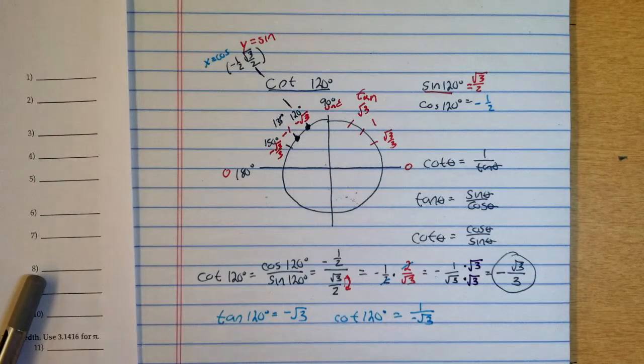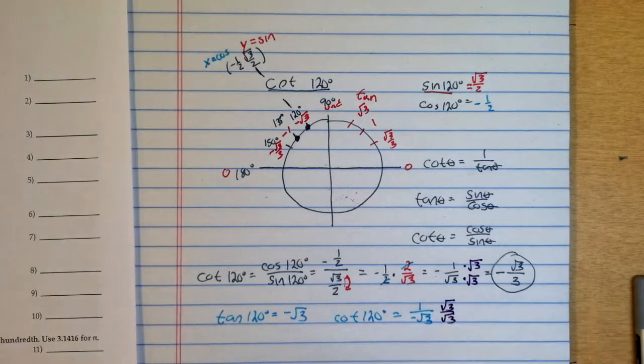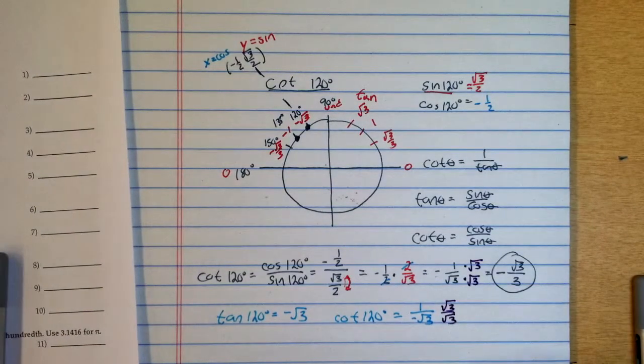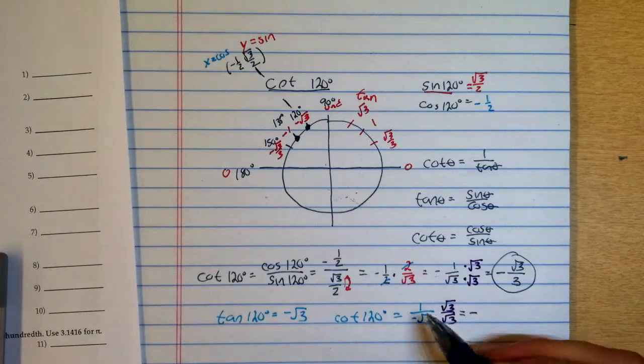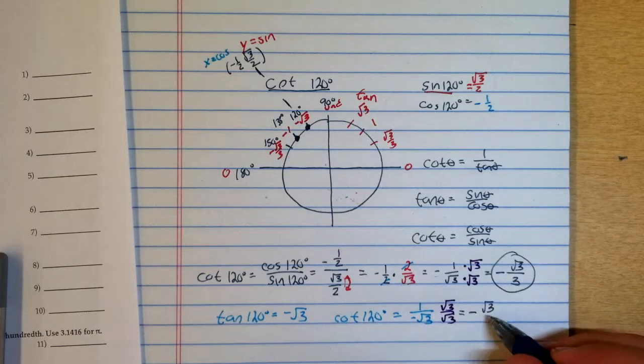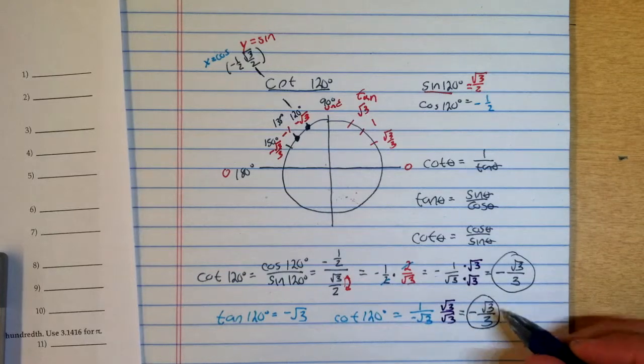so I must also rationalize the denominator again. Multiply by square root 3 over square root 3. It doesn't matter that this negative is in the denominator. I'll just pull it out to the front of the fraction. And then 1 times square root 3 is square root 3, and square root 3 times square root 3 is 3. So I get that cotangent of 120 degrees is negative square root 3 over 3.